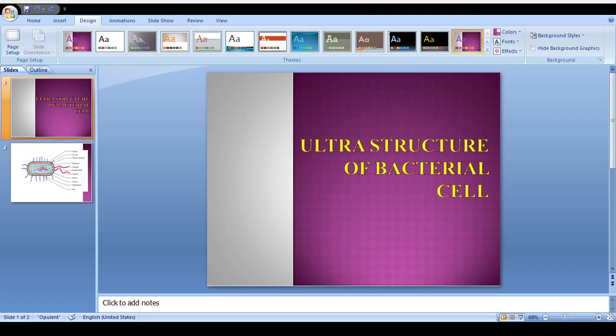Bacterial cell is 10 times smaller than the human cell. The diameter of the bacterial cell is less than 1 micrometer. The outer covering of the bacterial cell is made up of the peptidoglycan and it is called the cell wall, which is very rigid and provides structural integrity, and it also protects the cell from other sources. The bacterial cell wall is made up of murein, which is also called the peptidoglycan.